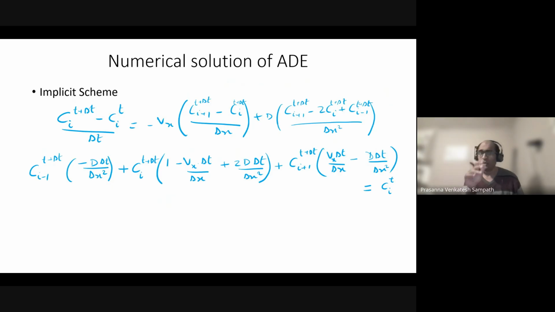Agreed? So it will be some constant, let's call it a1. a1 times Ci minus 1 plus a2 times Ci plus a3 times Ci plus 1, all of them evaluated at t plus delta t, equal to, so I can write it like this. Some constant a1 times Ci minus 1 plus a2 times Ci plus a3 times Ci plus 1. All of these are evaluated at t plus delta t. Please keep that in mind.